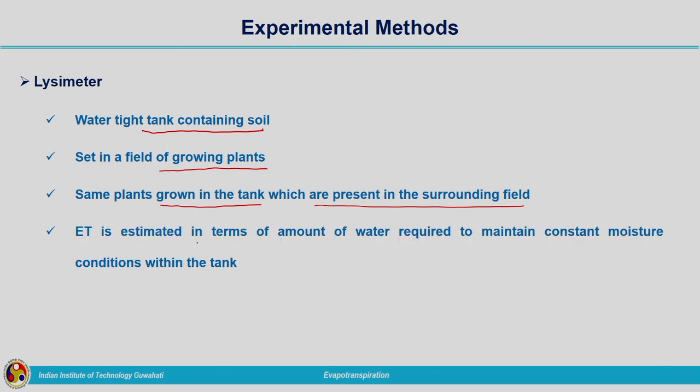And evapotranspiration is estimated in terms of the amount of water required to maintain constant moisture conditions within the tank. So, we will be maintaining a particular soil moisture condition within the soil. That is measured by using soil moisture sensors. So, for that we will be continuously watering at regular intervals in order to maintain the soil moisture at a constant level. Based on the water which is added to the lysimeter, we can calculate how much water is lost to the atmosphere due to evapotranspiration.